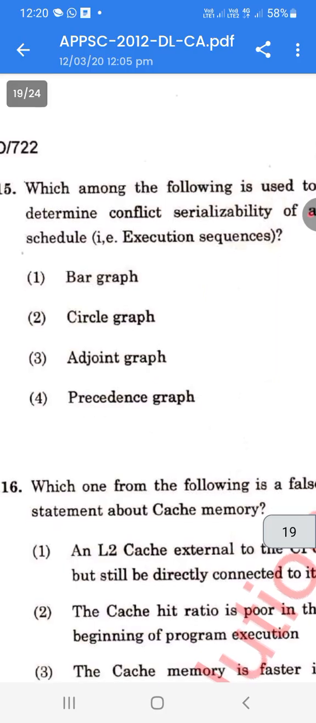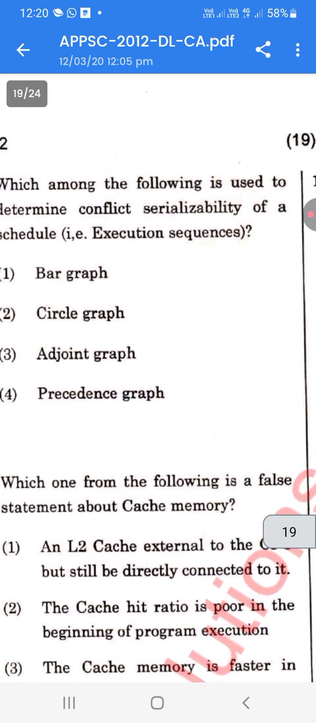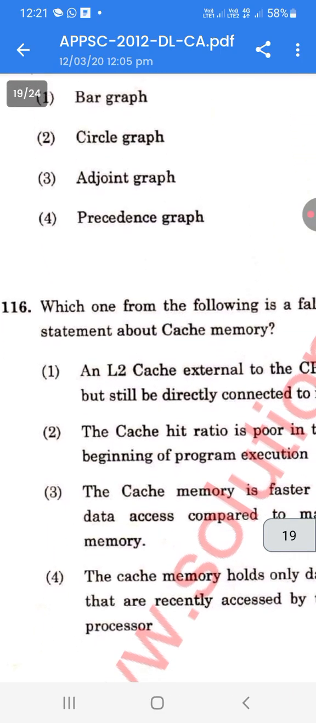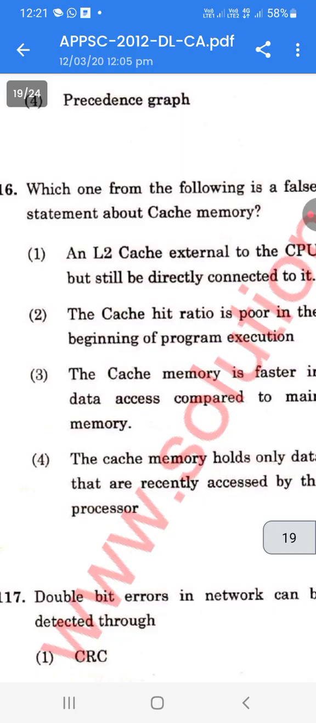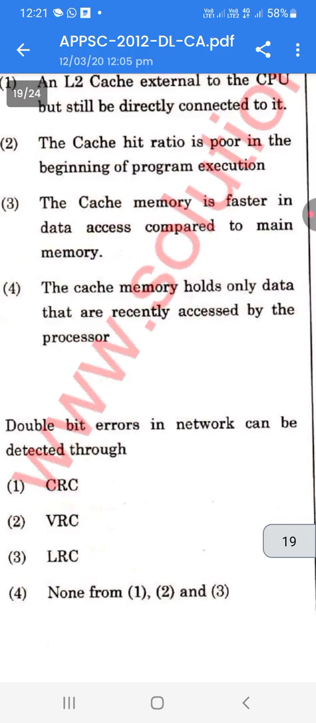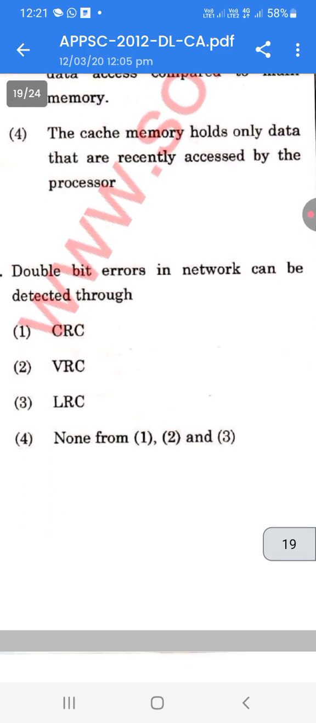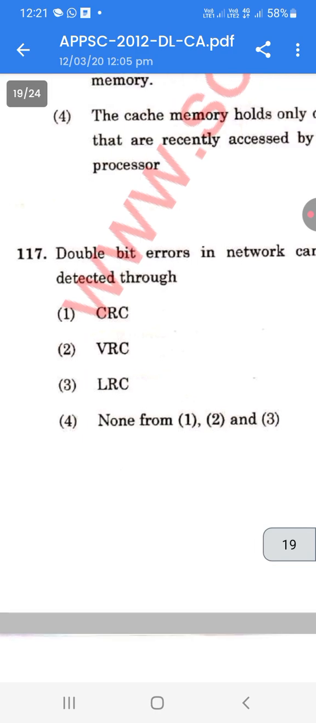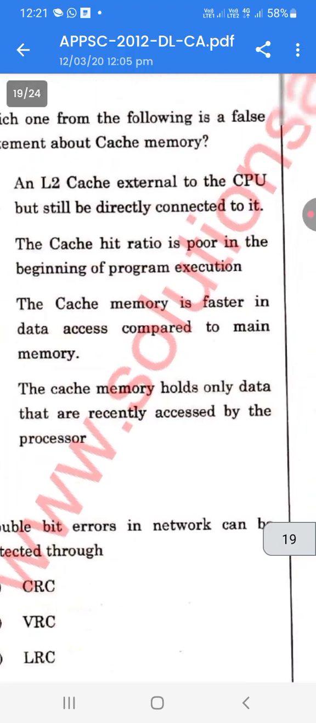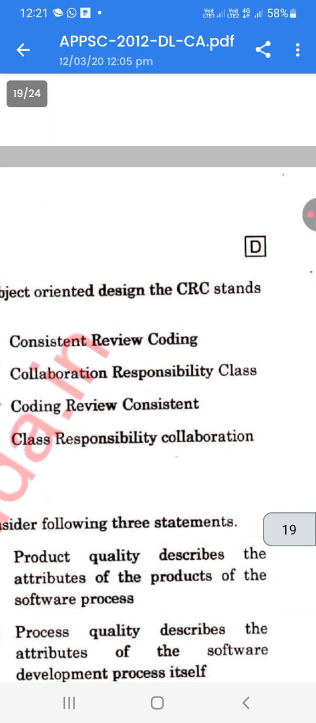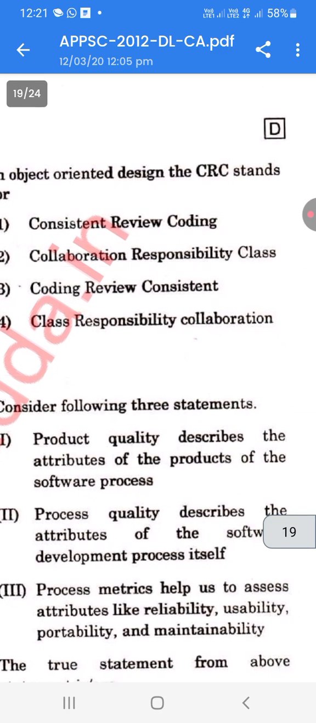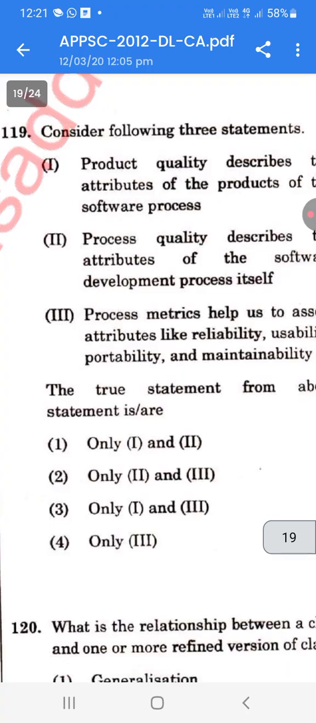Which one among the following is used to determine conflict serializability of a schedule? 115. Fourth one, precedence graph. Which one from the following is a false statement about cache memory? 116. Fourth one, the cache memory holds only data that are recently accessed by the processor. 117. Double bit errors in network can be detected through 1. CRC. In object-oriented design, the CRC stands for 118. Class responsibility collaboration. Consider the following 3 statements.